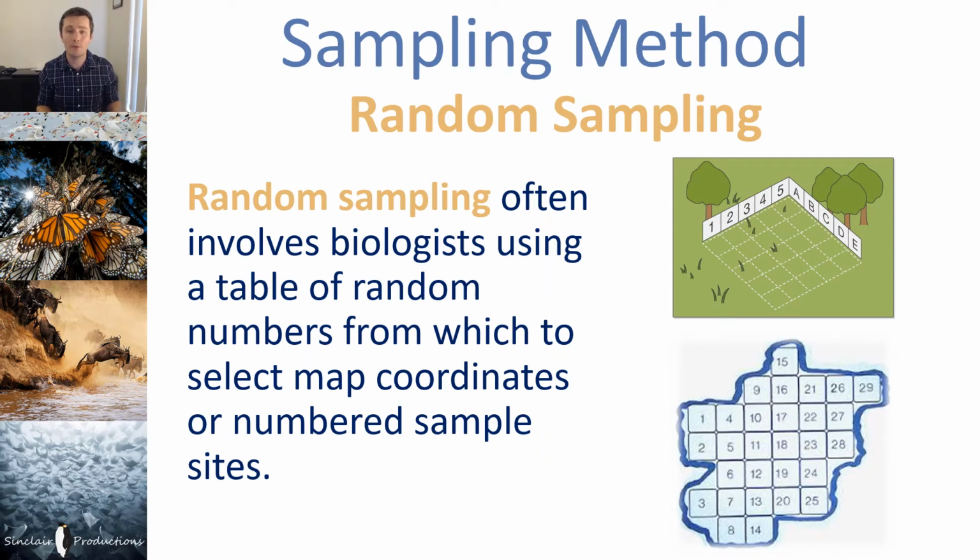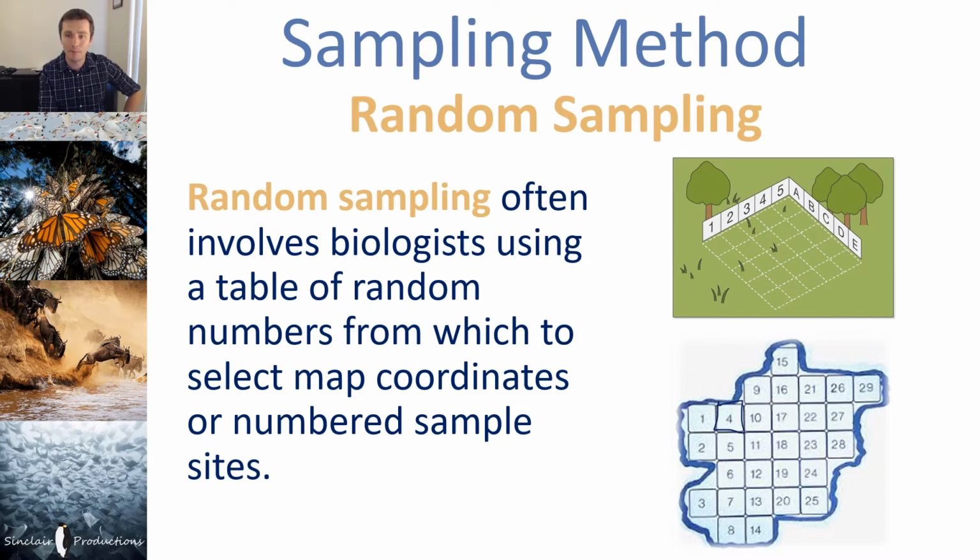So it does often involve using a table of random numbers from which you can select map coordinates or numbered sample sites. So two ways of really doing this is either setting up a particular site and having different numbers for each zone. So I've set this up here. I know that that 5 by 5 is 4. If I use a random number generator on your phone, great things there, and it comes up 4, I know I'm sampling that area there.